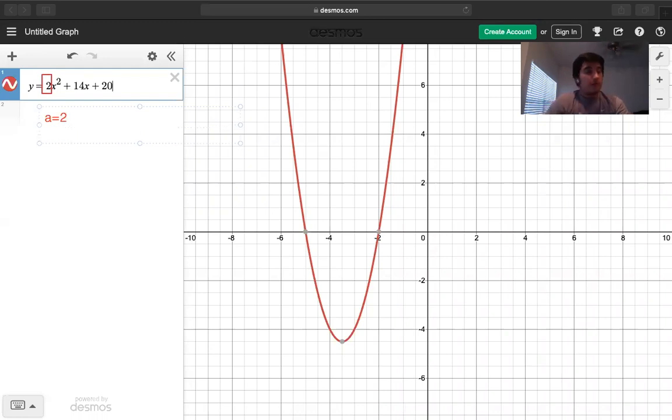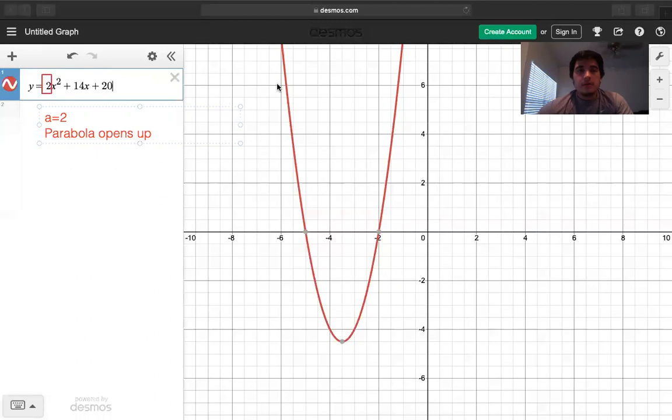Because A equals 2, what do I know from that? Well, it's a positive number, so that tells me that the parabola opens up. And I can double check just by looking at the graph. This graph opens up also. So the parabola opens up, and that's it, we got the A.